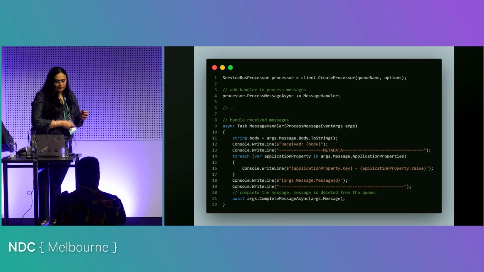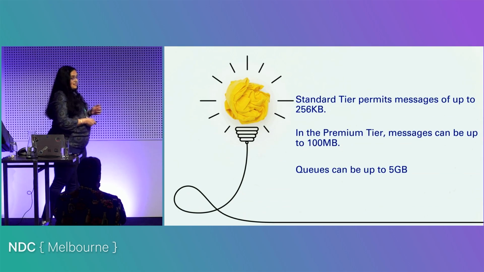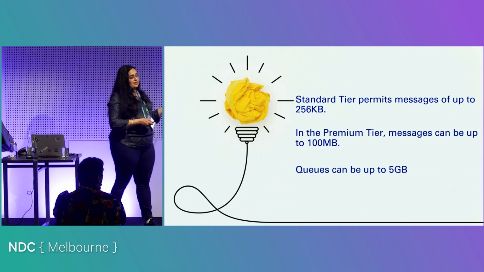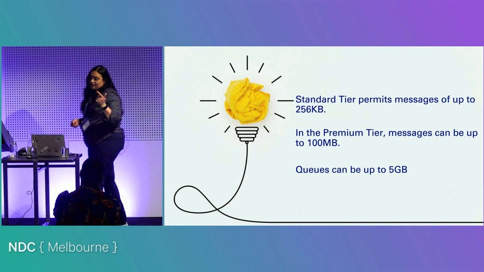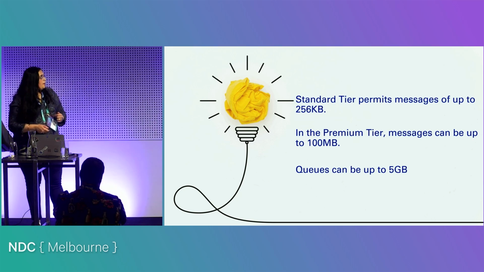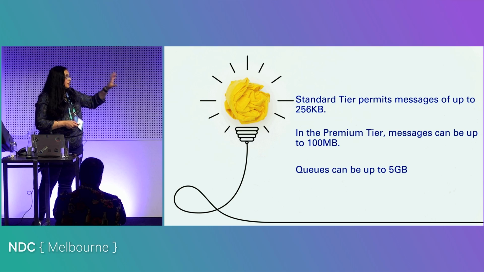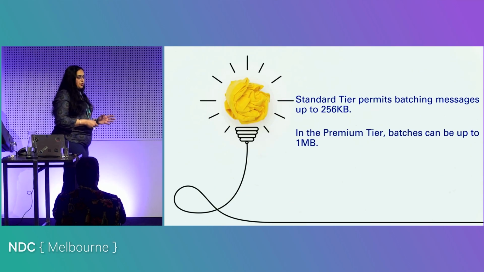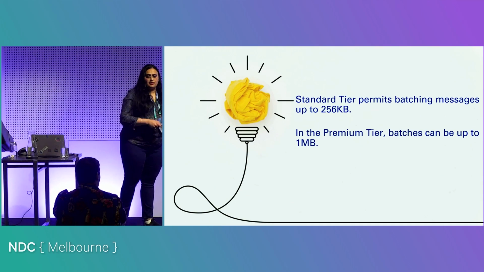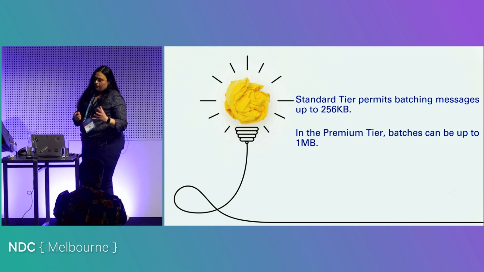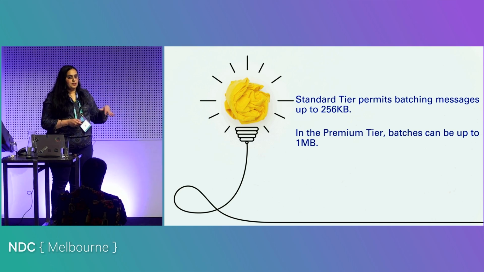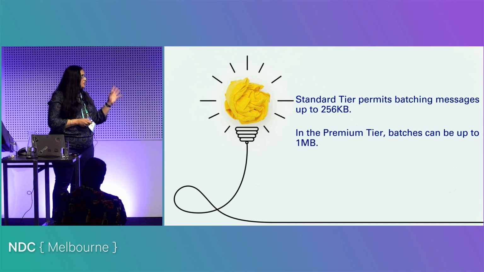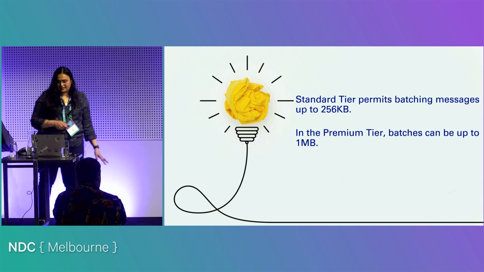So that's easy peasy. Talking about message sizes, standard tier is 256 kilobytes. Premium tier, you can go up to 100 megabytes per message. But there is an upper limit on the queue size itself. It's 5 gigabytes. That is the upper limit on the queue size itself in Azure Service Bus. And if you are into batching, you can go up to 256 kilobytes as the size of the batch. With premium tier, it is 1 MB. There's no upper limit on the number of messages in a batch. The upper limit is on the size of the batch itself.